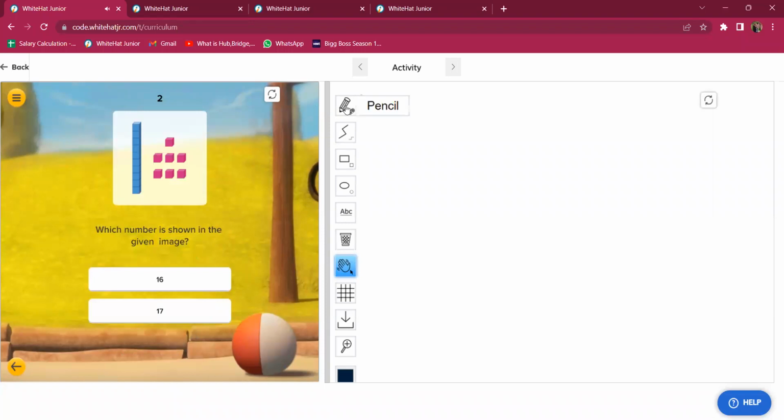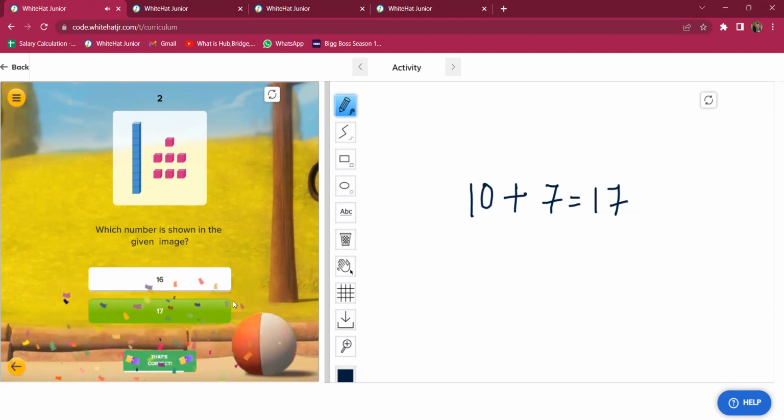Let's see what we have to do over here. Which number is shown in the given image? We have 10, so it's 1 ten, and 1, 2, 3, 4, 5, 6, 7. So that will make 17. Click on 17, check our answer and go to the next question.